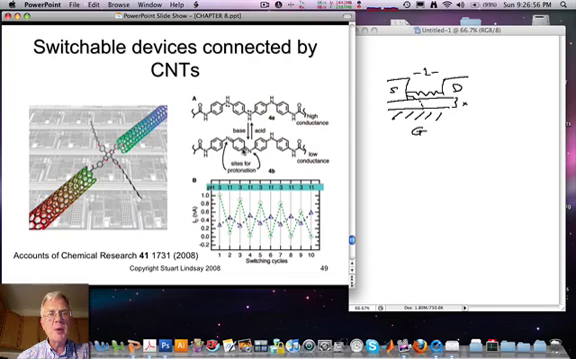The result is a switching of the conductance, and this plot here shows the current through the carbon nanotube electrodes as the pH is cycled between pH 3 and pH 11, resulting in a high, low, high, low, high, low cycling of the conductance, showing how a single molecule can be used to sense the local pH.